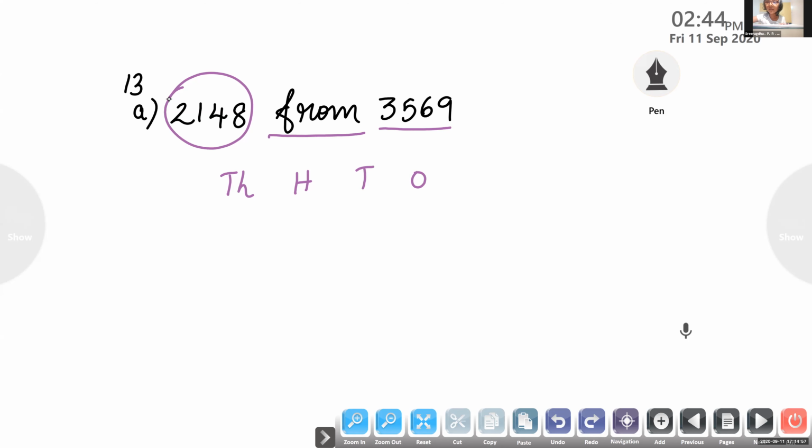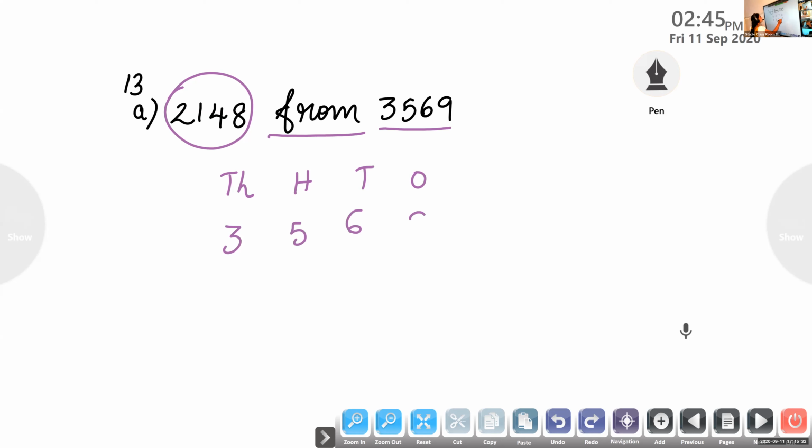Achyut, please unmute. Which number do I have to write first? Ma'am, this is which page? Page number 45. Okay. Now, say the answer from the screen. Which number do we have to write first? 2148 or 3569? 3569.